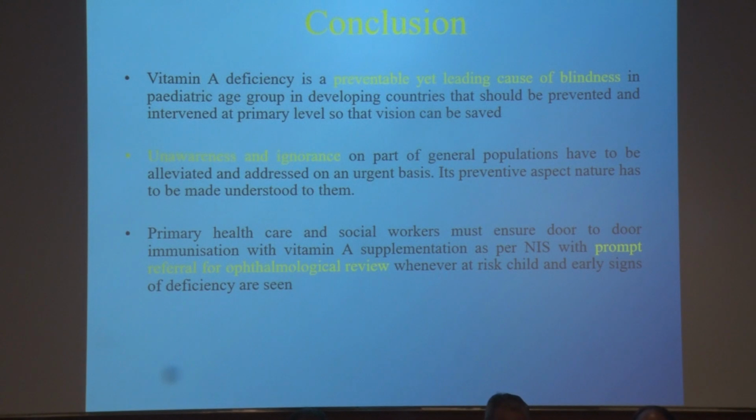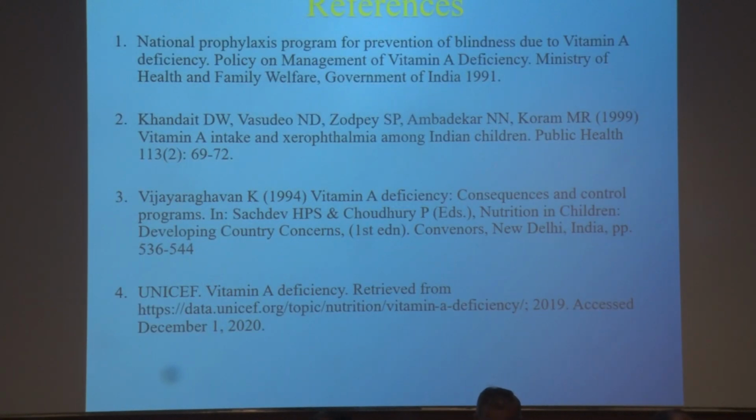In conclusion, vitamin A deficiency is a preventable yet leading cause of blindness. Unawareness and ignorance of the general population has to be addressed on an urgent basis, and prompt referral along with door-to-door immunization and vitamin A supplementation by primary healthcare and social workers should be encouraged. These are my references. Thank you.